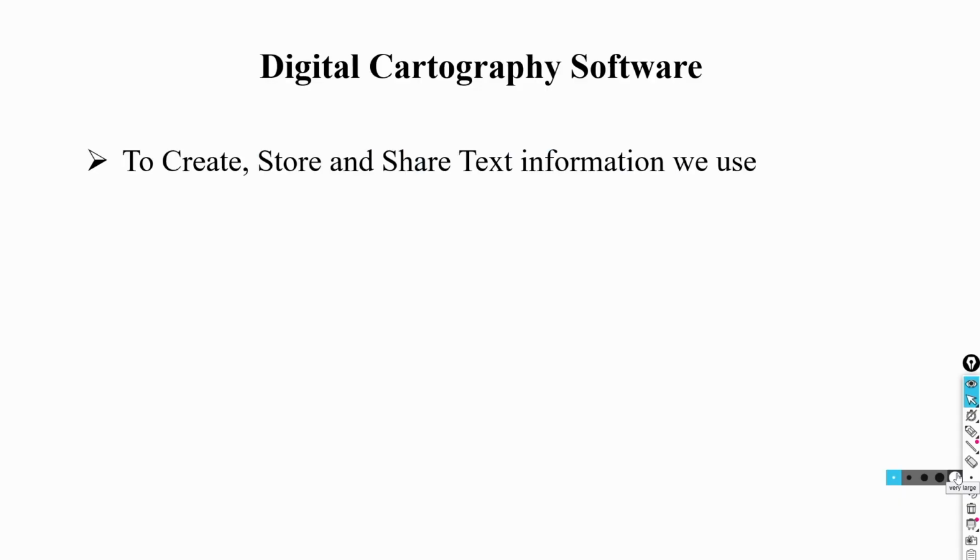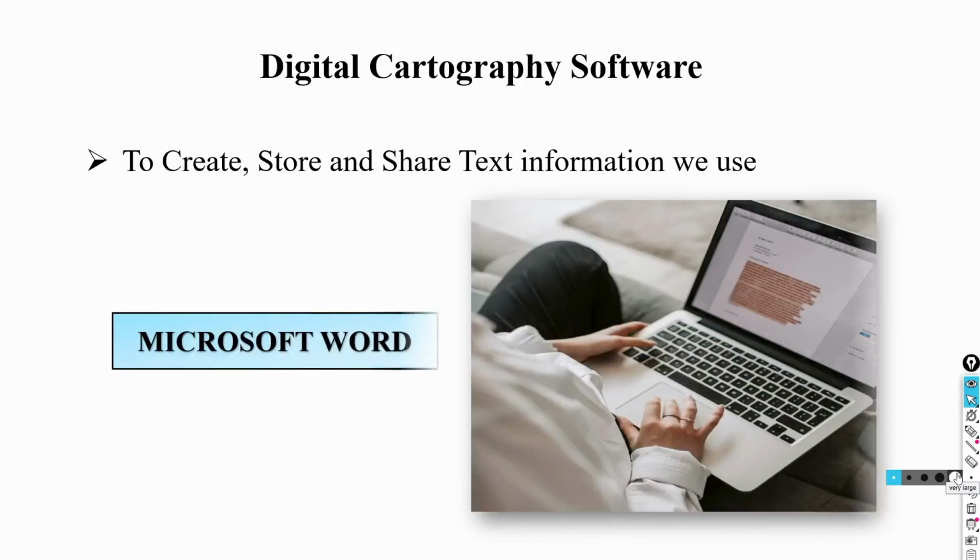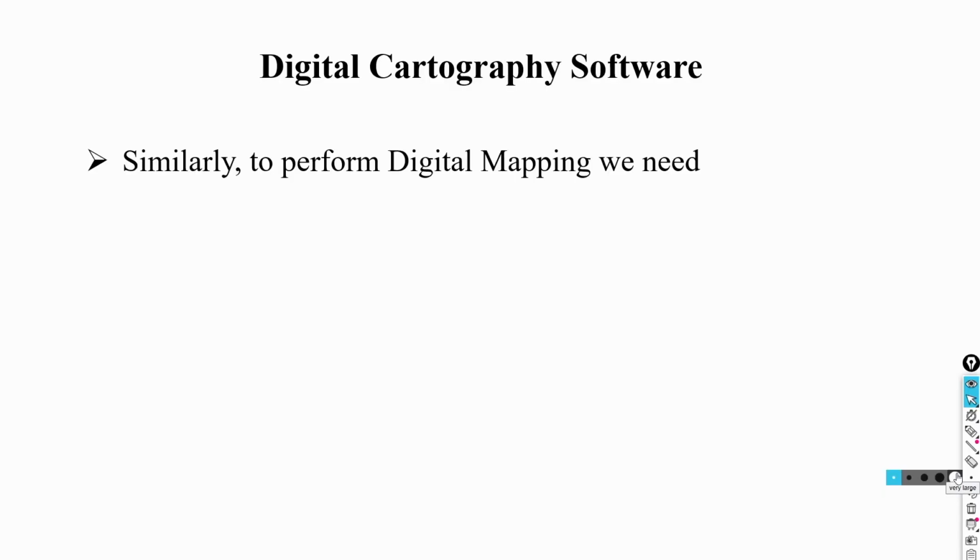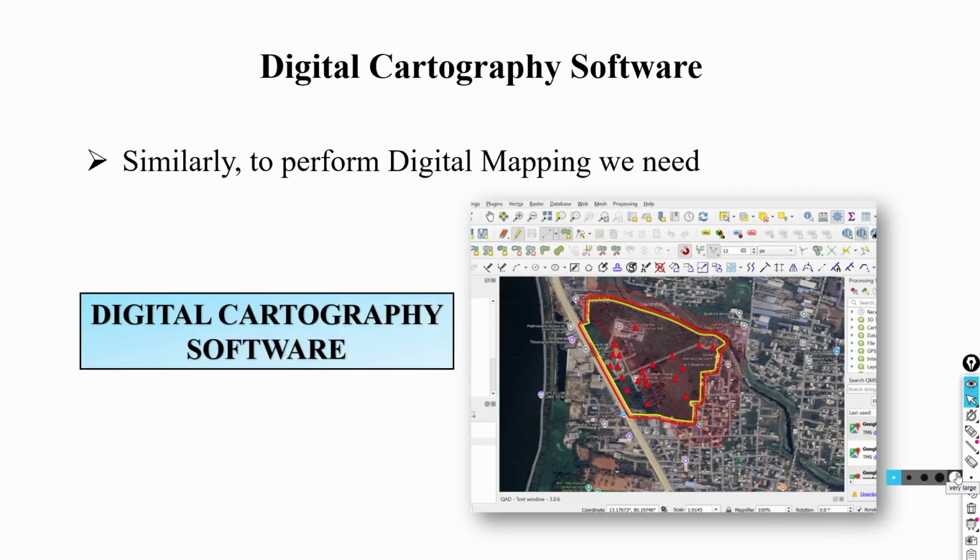When we want to create or store some text information, we always go with Microsoft Word. When you want to share a document, you go with Microsoft Word. In a similar way, when you want to share or store information related to your geographic data, your spatial data, and when you want to do some digital mapping, you generally go with a digital cartographic software.